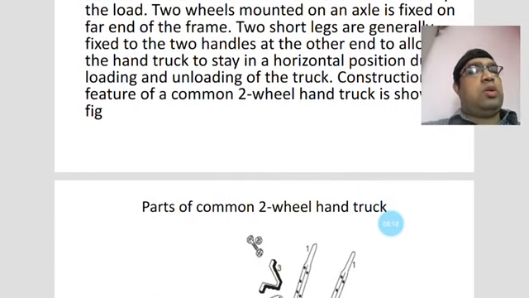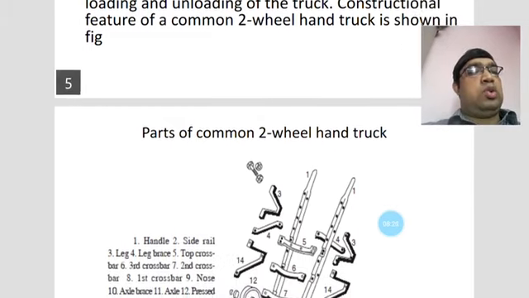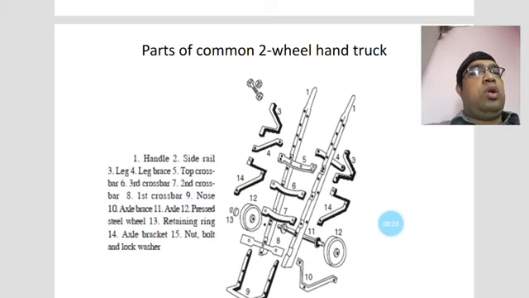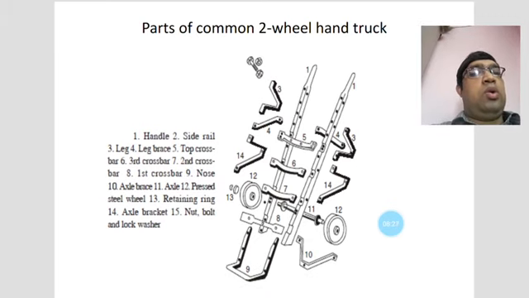The parts of the common two wheel hand truck are also given here, and you can see the different parts of the two wheel hand truck. Number one is the handle, number two is the side rails, number three is the legs, and number four is the leg brace.